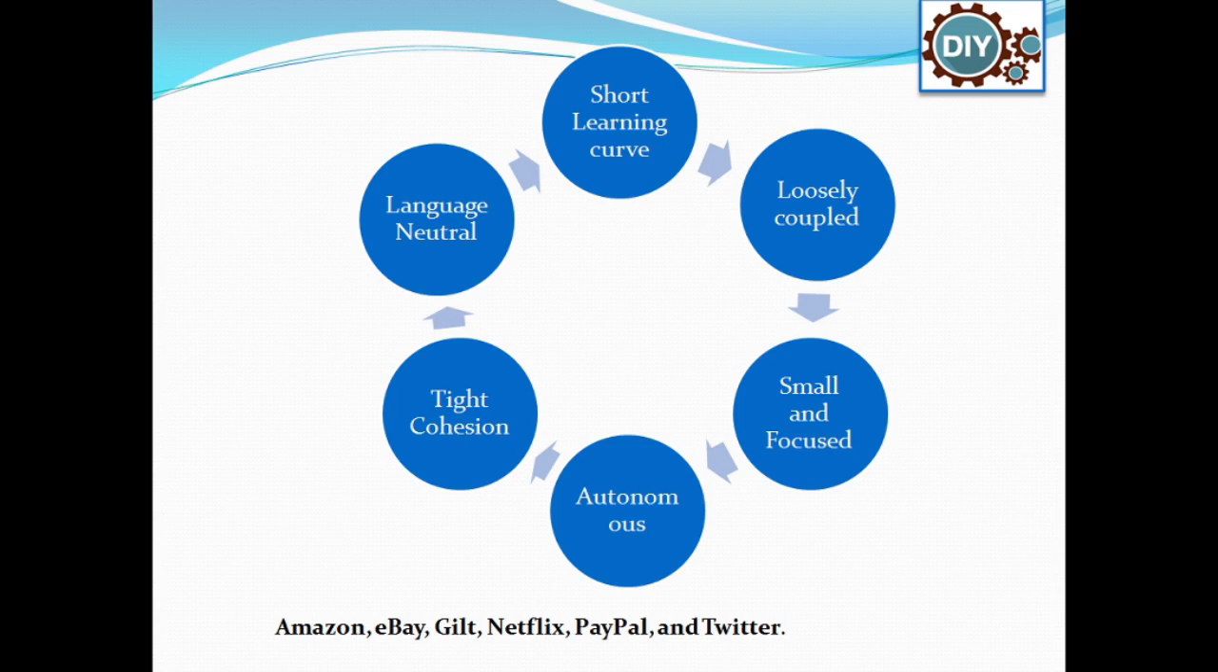Microservices are small and focused, and they are autonomous, specific to the task which they are designed for, with tight cohesion. Microservices are language neutral. They can be developed in multiple languages with multiple frameworks, and the learning curve is very short. Most of the top IT organizations are already implementing the microservices architecture to design applications, like Amazon, eBay, Gilt, Netflix, PayPal and Twitter.